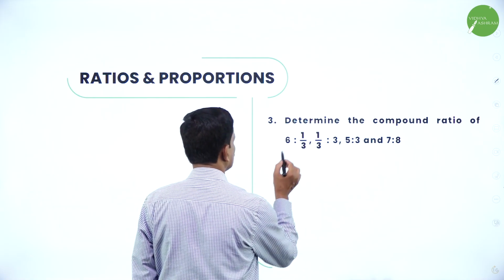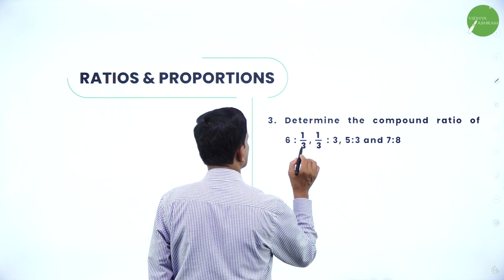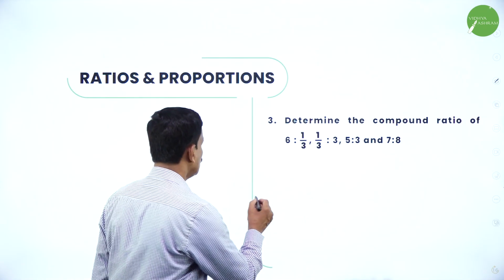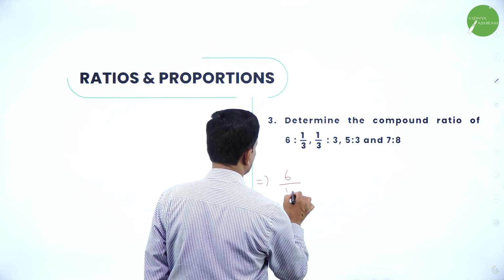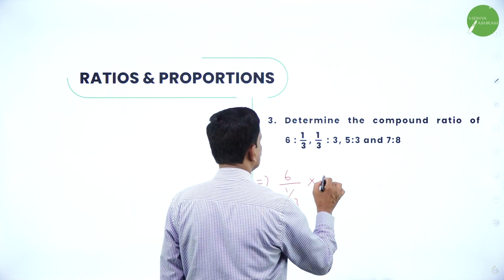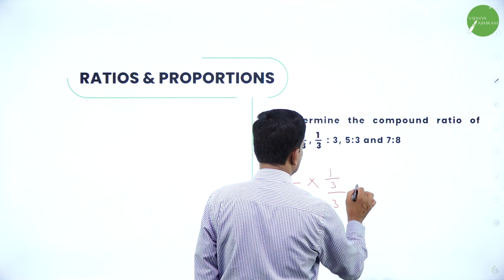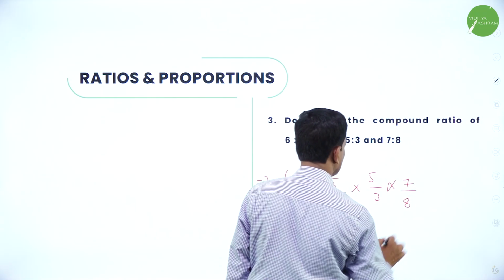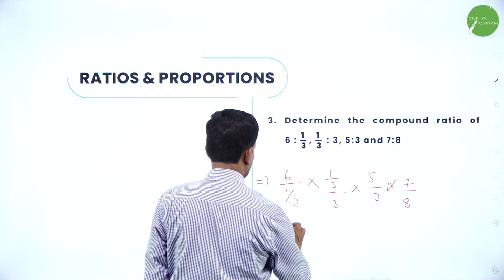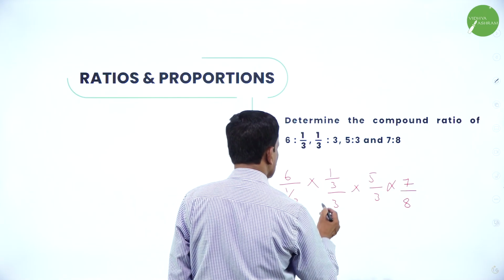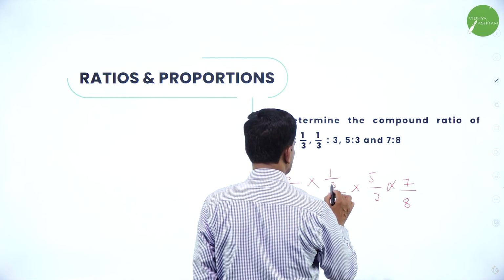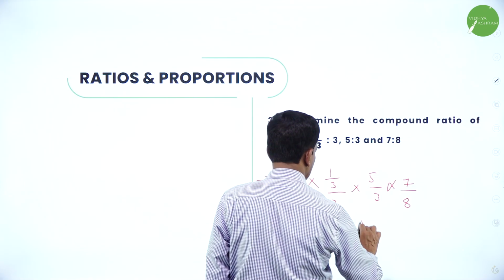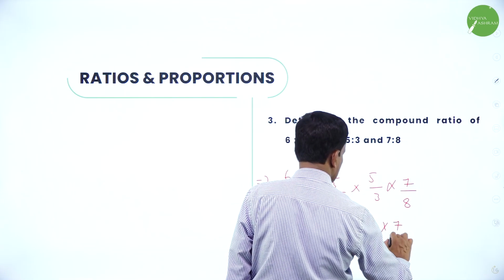So what is given here? 6:1 by 3, 1 by 3:3, 5:3 and 7:8. This can be written as 6 divided by 1 by 3 into 1 by 3 divided by 3 into 5 by 3 into 7 by 8. Just multiply this. So this goes to the numerator, 6 3s are 18 by 1, and again this goes to the numerator, that is 1 by 3 divided by 3, that is nothing but 3 3s are 9, 1 by 9 into 5 by 3 into 7 by 8.